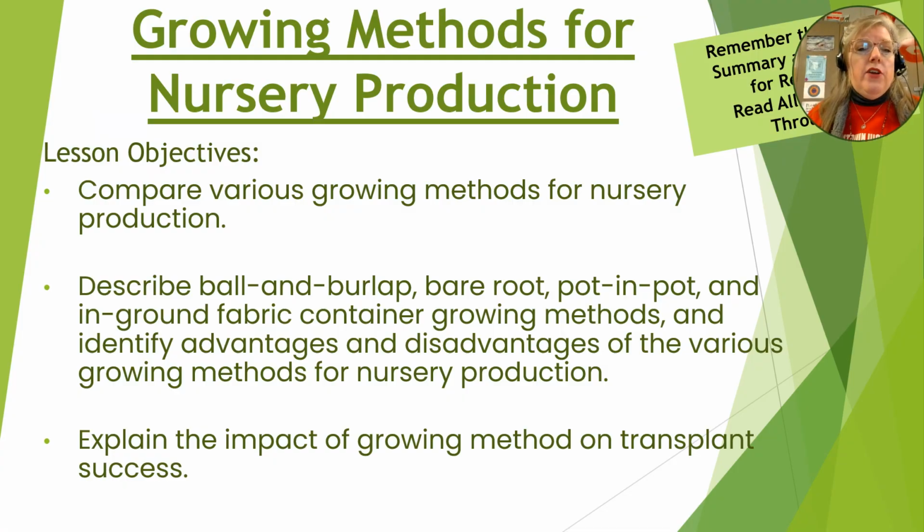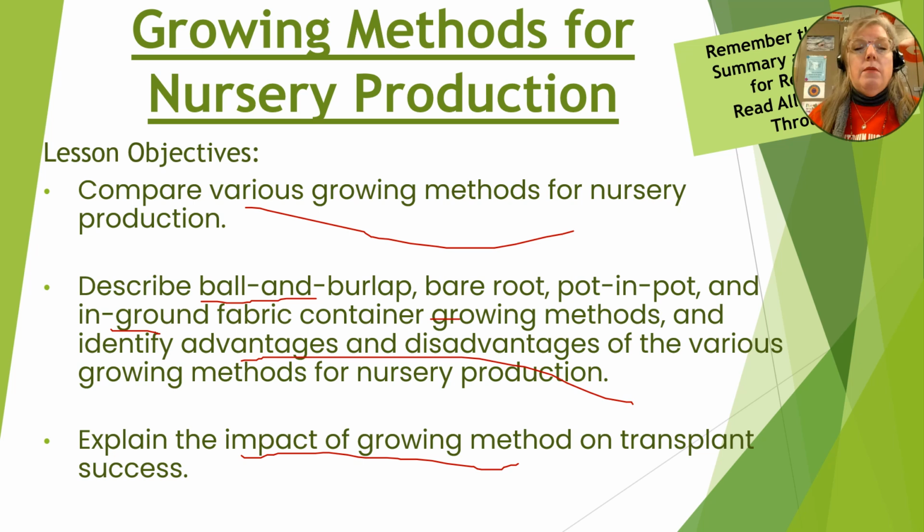All right, here are our objectives. We're going to compare different growing methods for nursery production. Some of those different methods are ball and burlap, bare root, pot in pot. We'll tell you what all those things are. In-ground fabric containers, and we're going to talk about the advantages and disadvantages of these different methods. And then we're going to explain the impact of growing method on transplant success.